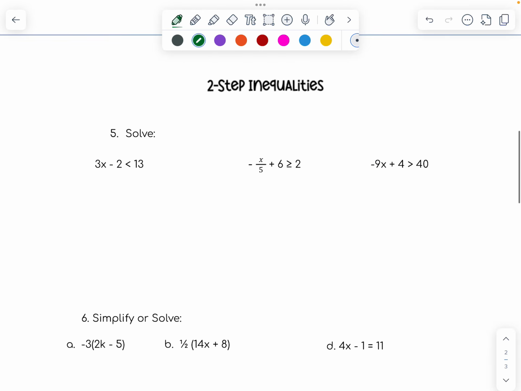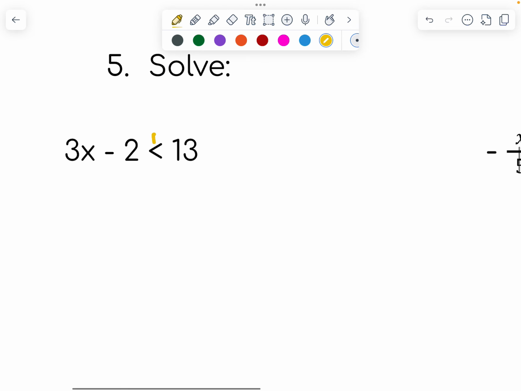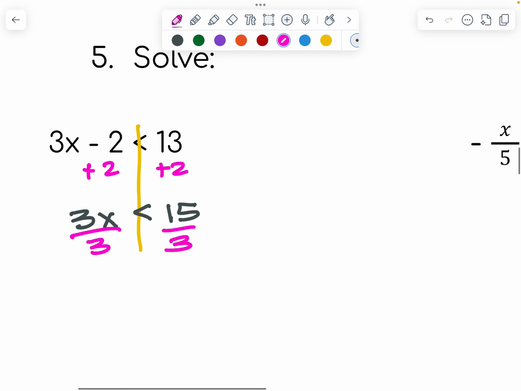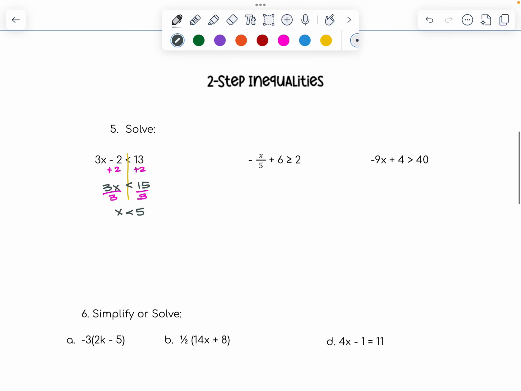All right, now two-steppers. You're going to solve them the same way we did equations, right? We drew the line. We got rid of the 2 first. Bring down our inequality. Instead of an equal sign, we have 3x and 15. Then divide both sides by 3. You guys are like great at this by now. All right, we'll come back. We don't even have to graph it.